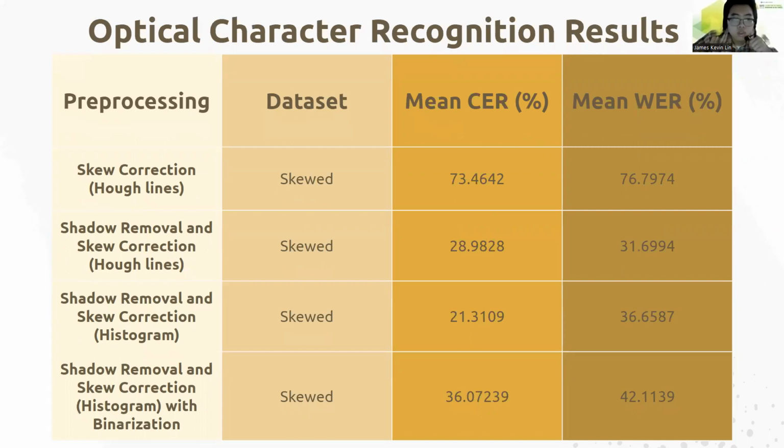Here we can see two closely comparable techniques, which are hue lines and histogram, both with shadow removal. Using binarization after these two techniques was not able to help.